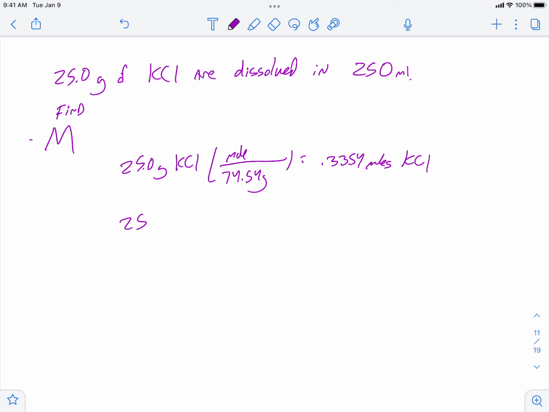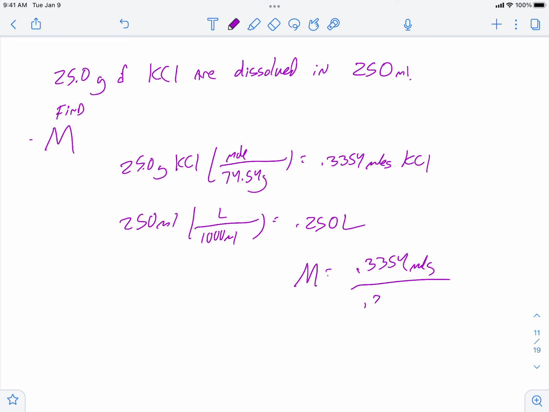And we had 250 milliliters, but like we said before, we can't use milliliters. The definition, it has to be in liters, so 0.25 liters. So 0.3354 moles over your 0.25 liters. Looks like technically I only gave you 2 sig figs here. So 1.3 molar. Okay.